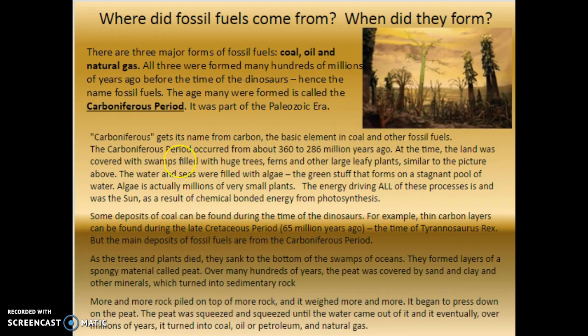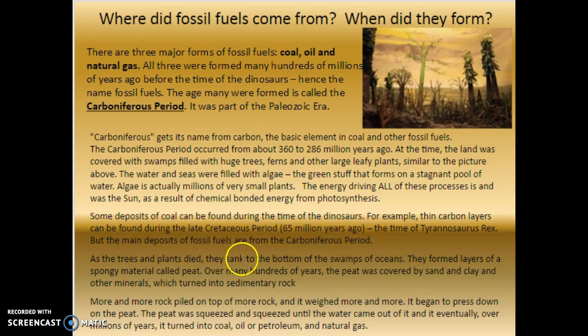At the time, the land was covered with swamps filled with huge trees, ferns, and other leafy plants, similar to the picture above. The water in the seas was filled with algae, the green stuff that forms on stagnant pools of water. Algae is actually millions of very small plants. The energy driving all of these processes was the sun, as a result of the chemical bonded energy from photosynthesis. Some deposits of coal can be found during the time of the dinosaurs. For example, thin carbon layers can be found during the late Cretaceous period, about 65 million years ago. And this is the time of T-Rex and most other dinosaurs. But the main deposits of fossil fuels are from the Carboniferous period.